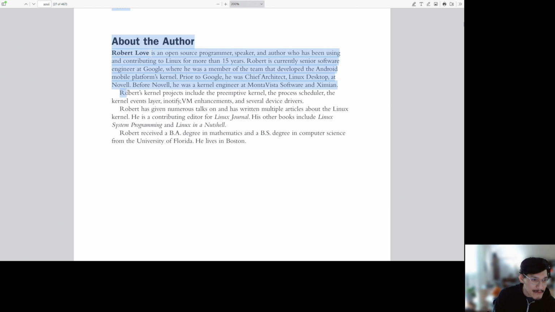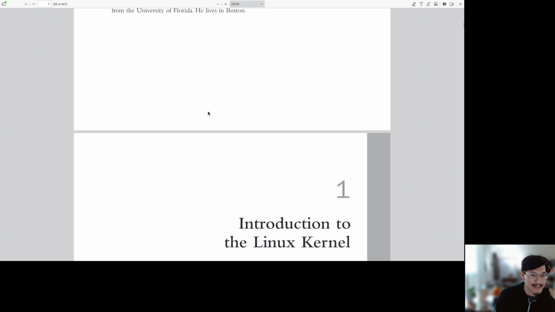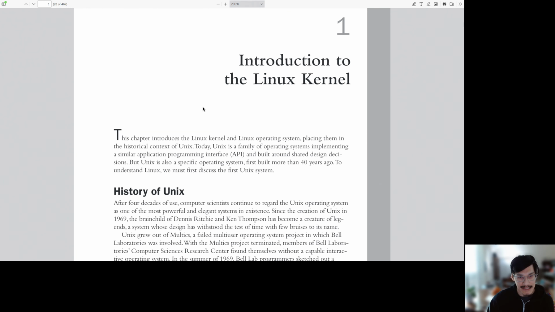Let's see. Oh, Robert's kernel projects include the preemptive kernel, the process scheduler, the kernel events layer, inotify, VM enhancements, and several device drivers. Nice. Cool. And he lives in Boston. All right, let's get started.